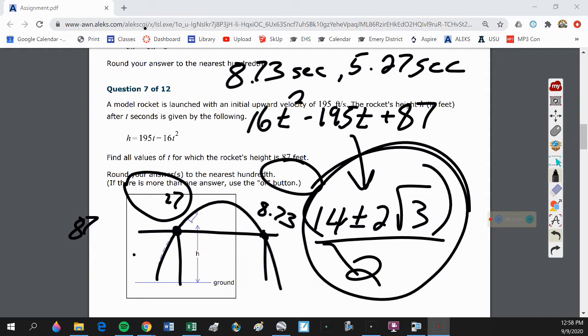All right? If it asks you for a decimal, give the decimal. If it asks you for the exact answer, then you got to build that fraction.